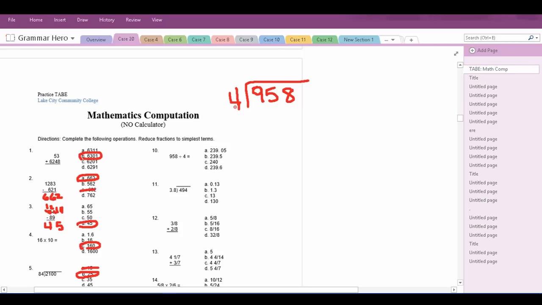So 4 times what will get you close to 9? 4 times 2 is 8. 4 times 3 is 12, which is bigger than 9. We can't go over 9, so we'll do 4 times 2. 4 times 2 is 8, and we're going to subtract that. That becomes 1. We're going to drop down this 5 and drop down this 8.